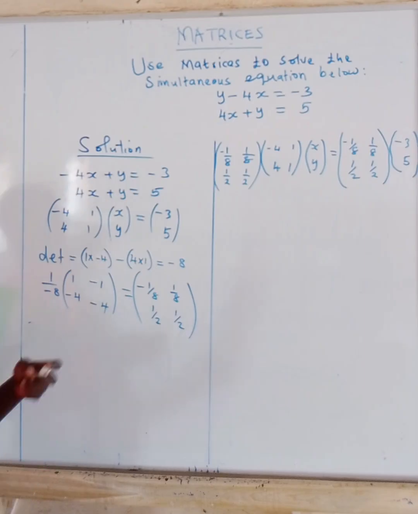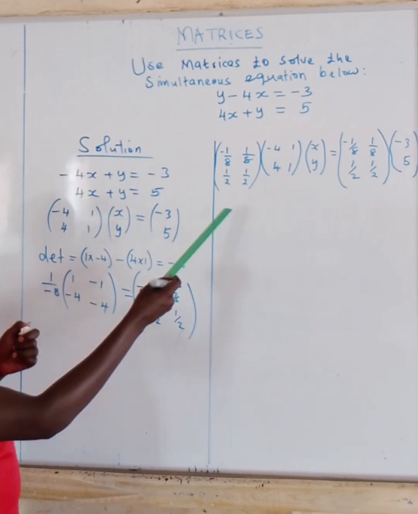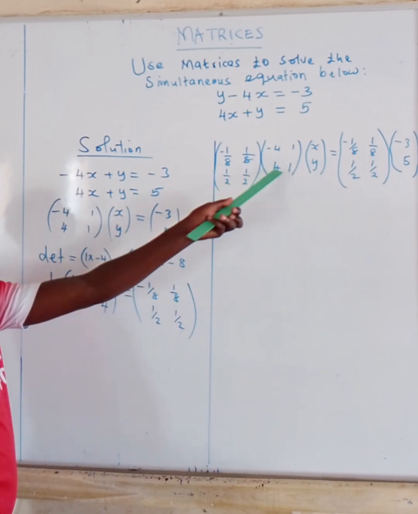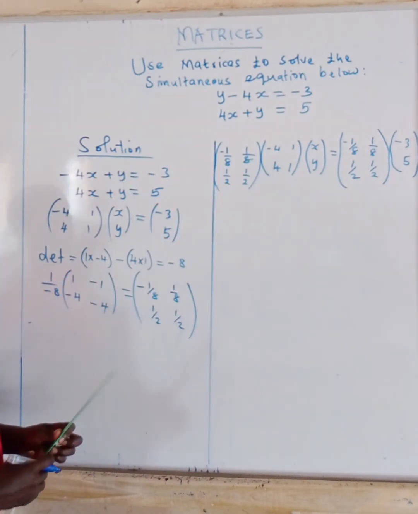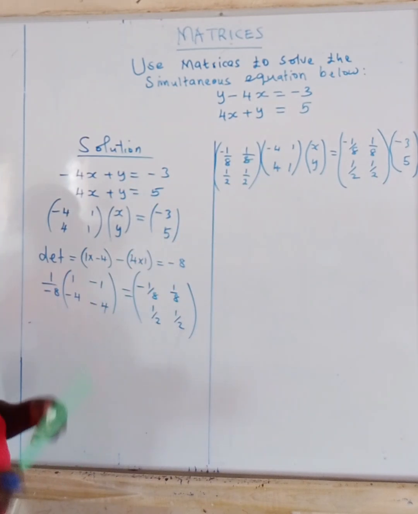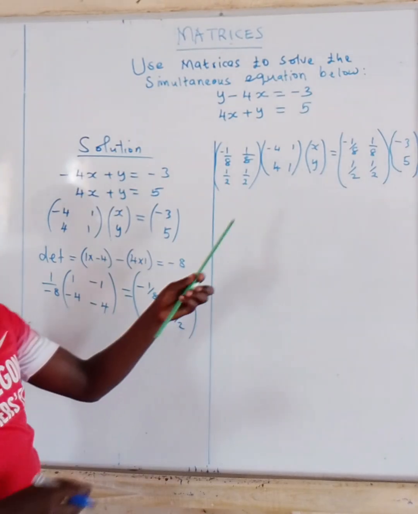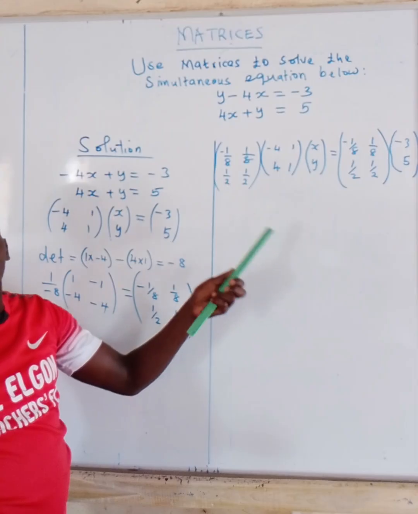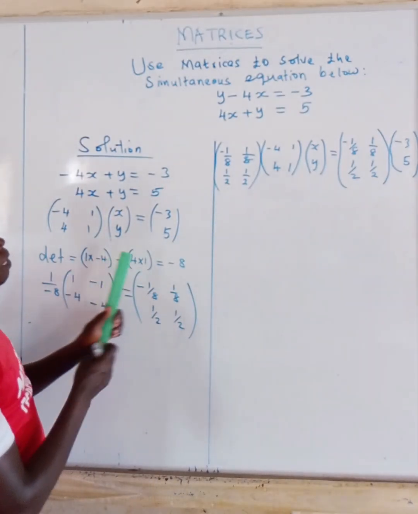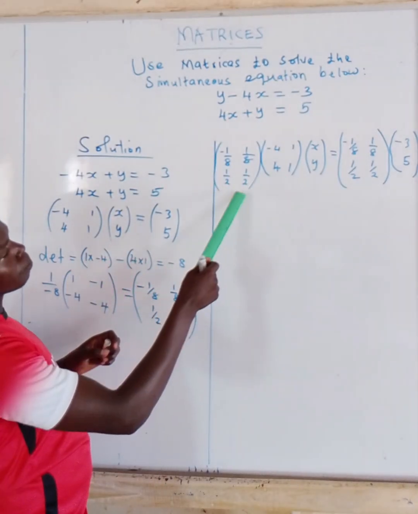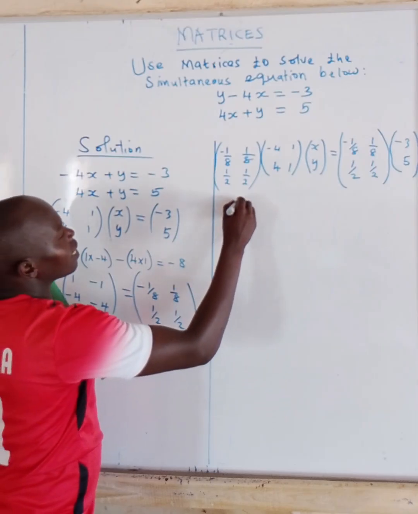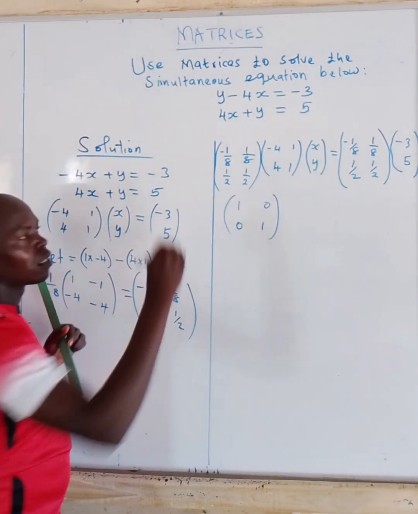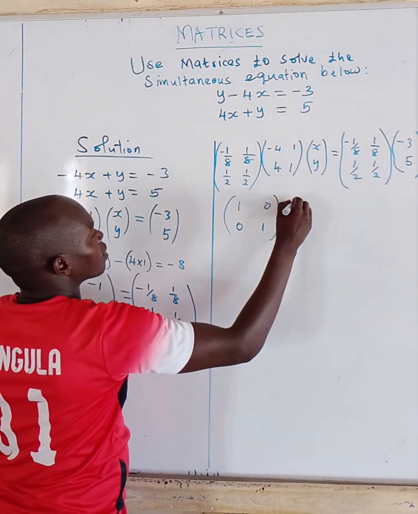Now, the trick here is that you don't need to burden yourself with the multiplication of the two matrices one by one. Common knowledge tells us that if you multiply the inverse of a matrix with the same matrix, it gives you the identity matrix. So multiplying this matrix by its inverse will give us the identity, which is 1, 0, 0, 1, multiplied by x, y.